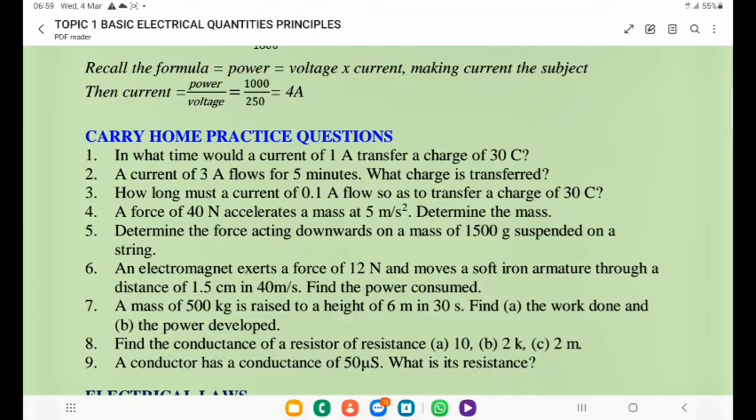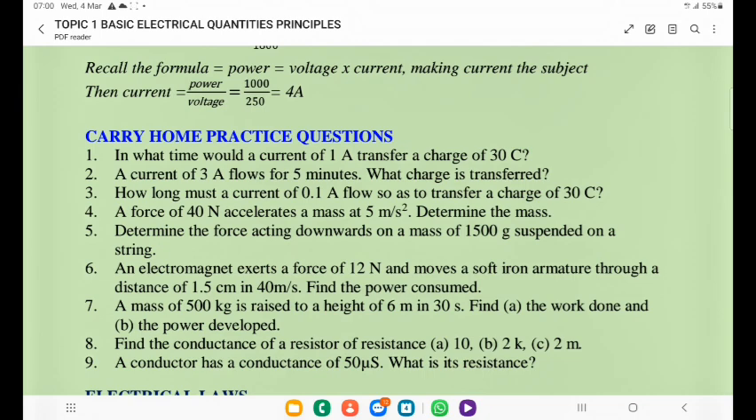Then we have an electromagnet. An electromagnet exerts a force of 12 newtons and moves a soft iron armature through a distance of 1.5 centimeters in 40 meters per second. Find the power consumed. And then you have a mass of 500 kgs is raised to a height of 6 meters in 10 seconds. Find the work done and the power developed. Find the conductance of a resistor of resistance 10 ohms, 2 kilohms and 2 milliohms. Then a conductor has a conductance of 50 microsiemens. What is its resistance?